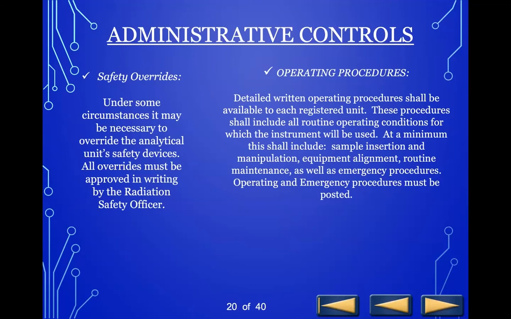The second is operating procedures. Detailed written operating procedures shall be available to each registered unit. These procedures shall include all routine operating conditions for which the instrument will be used. At a minimum, this shall include sample insertion and manipulation, equipment alignment, routine maintenance, as well as emergency procedures. Operating and emergency procedures must be posted.